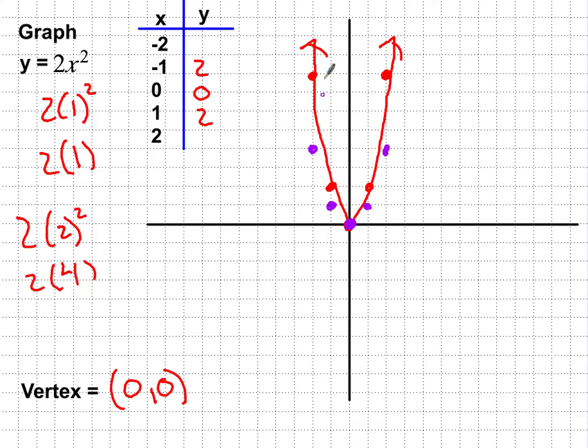So notice how it's just doubled in size. It's doubled on the y values, okay? So it is a lot skinnier. Not a lot skinnier, but it's definitely skinnier. Okay, let's look at another one.